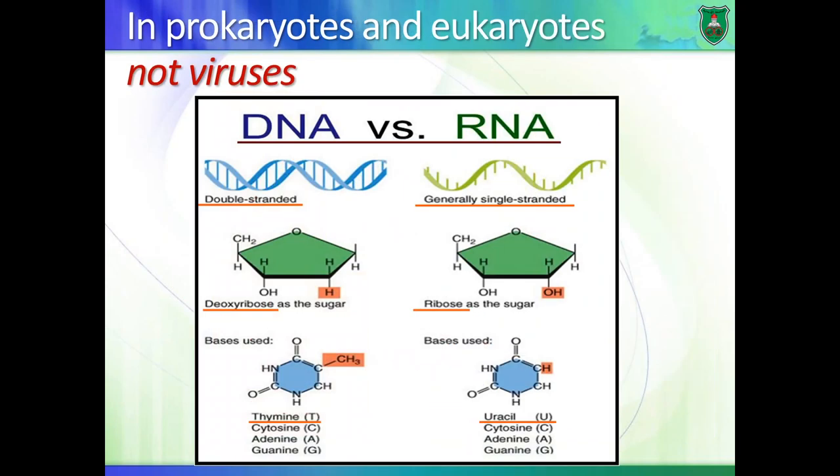Well, here we go. These are the differences between DNA and RNA. In general, and I emphasize the words in general, DNA is a double-stranded molecule, made of two strands. RNA is a single-stranded molecule. DNA has deoxyribose as the sugar, and RNA has ribose. So look here, you have an H, and here you have a hydroxyl group. Another difference is that thymine exists in DNA only, whereas uracil exists in RNA only. Cytosine, adenine, and guanine exist in both DNA and RNA.